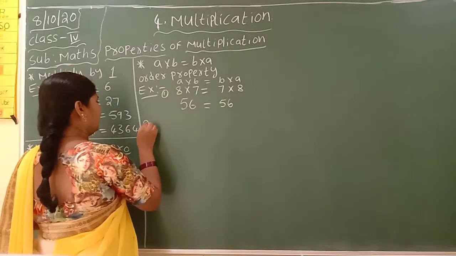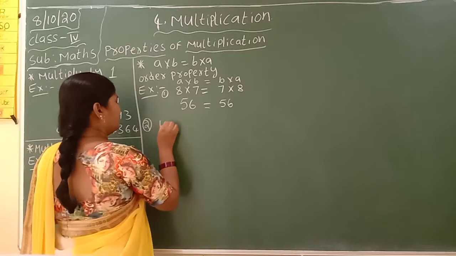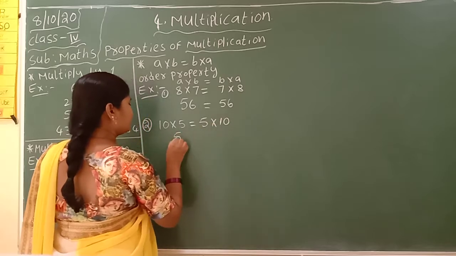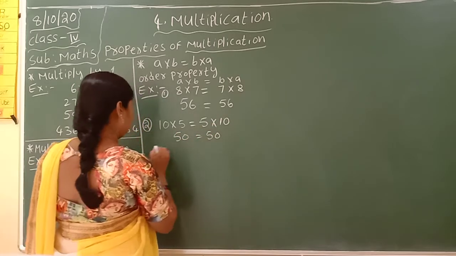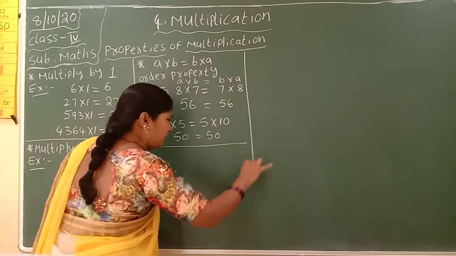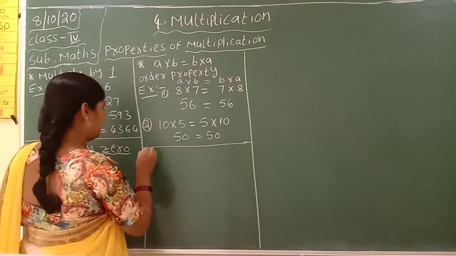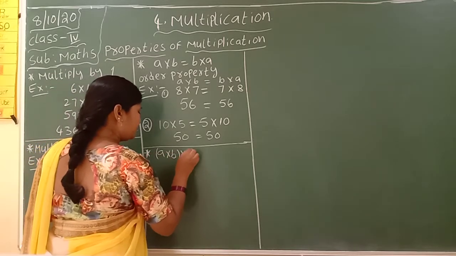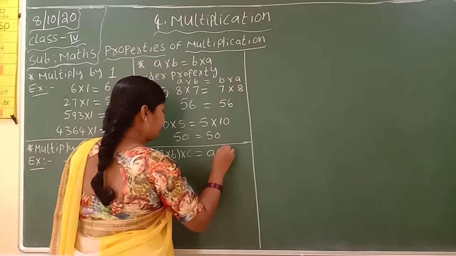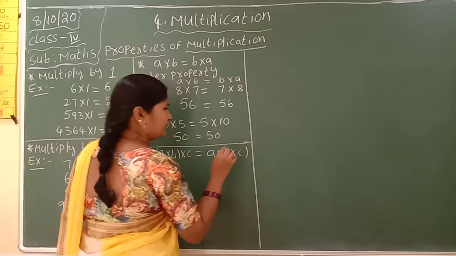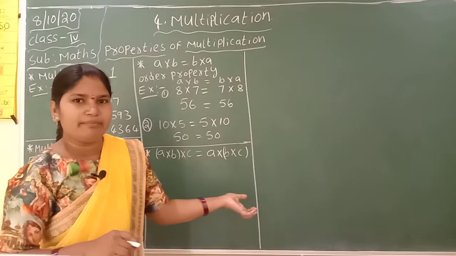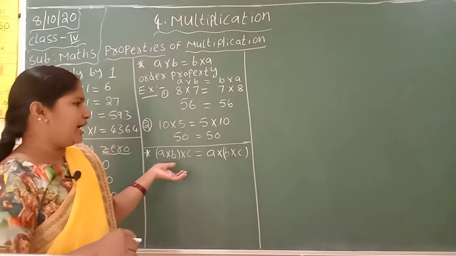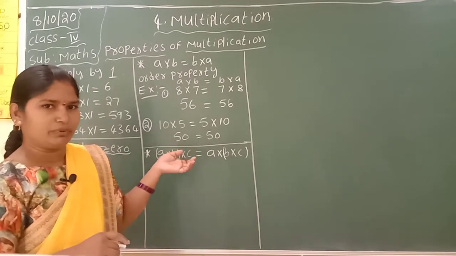It is the first example. Next, the second example: 10 fives and 5 tens. 10 fives are 50 and 5 tens are also 50. So if we change the order of the numbers, then also the answer does not change. Next, A into B into C is equal to A into B into C. Here the factors can be grouped in any way, and the product remains the same.